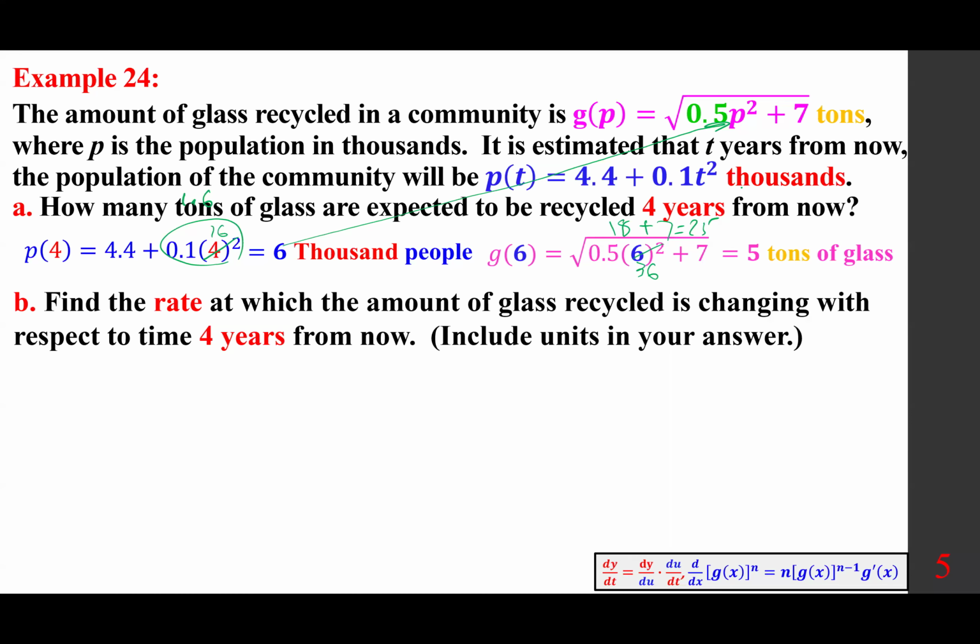Now calculus. Find the rate at which the amount of glass recycled is changing with respect to time 4 years from now. And of course, we want dG/dt, the amount of glass per unit of time. In general applications, we must include units. So that is, in Leibniz's notation, what should we write? dG/dt here. So again, look at dy/dt, dy/du, du/dt. So from G to t, the intermediate variable is P. Therefore, dG/dP, dP/dt.